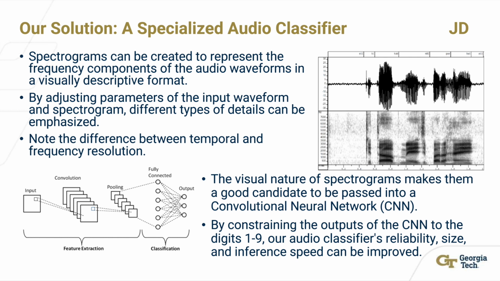So to do this, we'll create spectrograms based off of input audio, which creates a visually descriptive image of what was happening in the audio. This is very good for a convolutional neural network, which is generally used for image processing, and it can classify these audio inputs into bins 1 through 9.